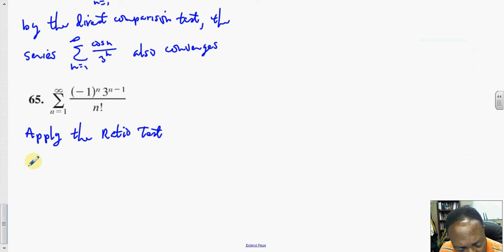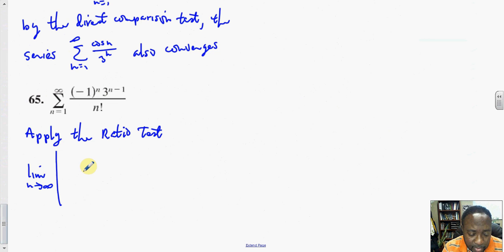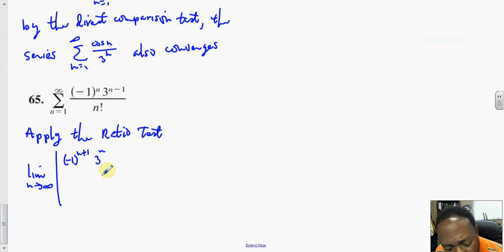So we apply the ratio test. So we have the limit as n goes to infinity of the absolute value of the n plus 1 term divided by the nth term. So this is -1 to the n plus 1 times 3 to the n plus 1 minus 1, which is 3 to the n, divided by n plus 1 factorial. This is all over the original sequence.